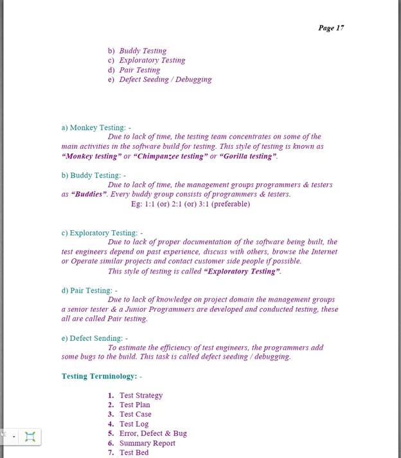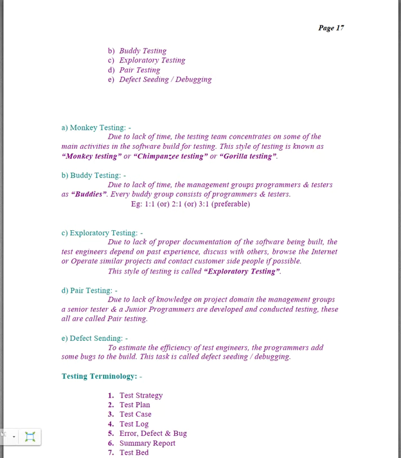Due to lack of time, the testing team concentrates on some of the main activities in the software build for testing. This is known as monkey testing or chimpanzee testing or gorilla testing. They will be mostly concentrating on the main functionalities, that's all.